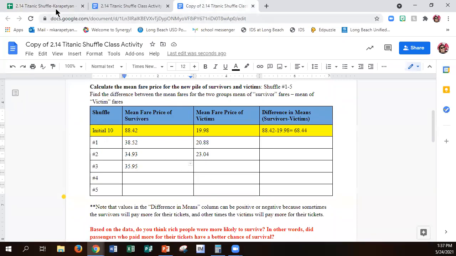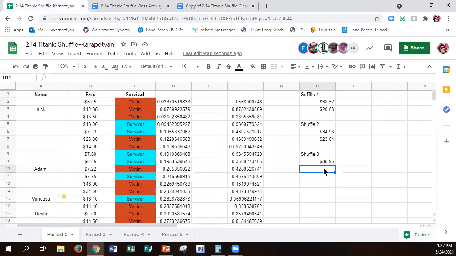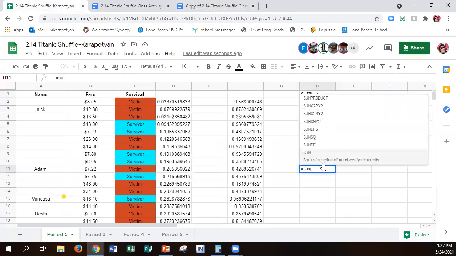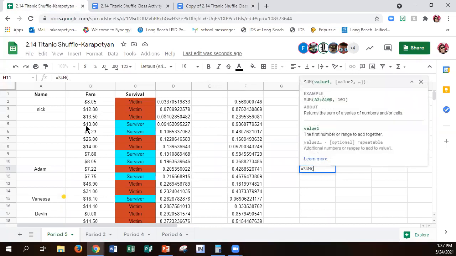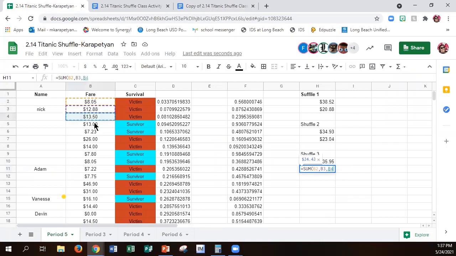So that's our average for the mean fair price for our survivors for shuffle 3. Now let's do our mean fair price for our victims. So sum one more time. Now let's select our victims. We have that guy, that guy, that guy. That's 3, 4, 5, 6, 7, 8, 9, 10, 11.